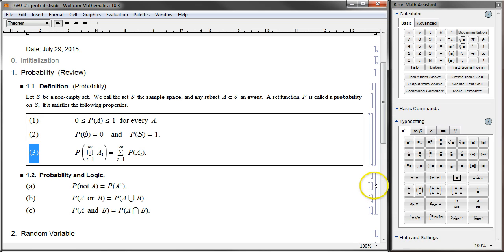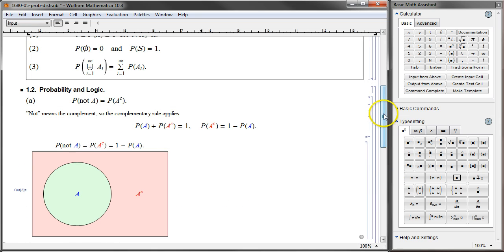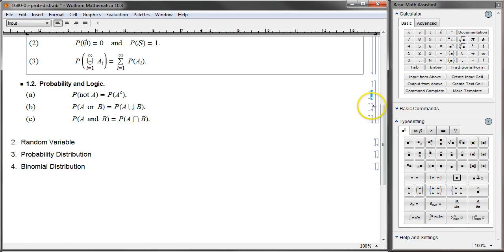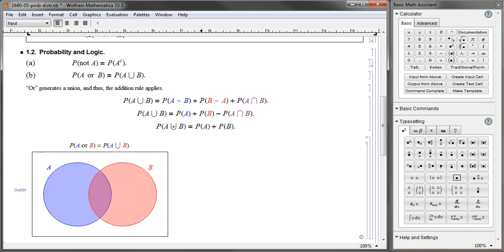Now let's move on to probability and logic. The easiest of the bunch is the complement, not A. You can easily see from this Venn diagram the probability of A and the probability of its complement add up to the full probability 1. So subtracting probability of A from 1, you get this formula. Probability of the complement event is 1 minus the probability of the original. Easy.